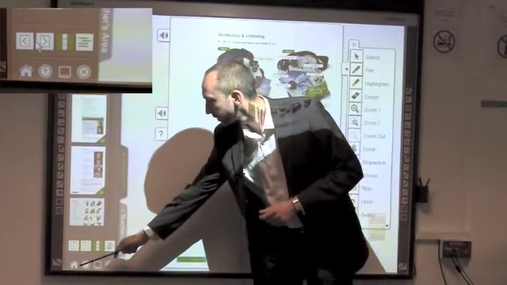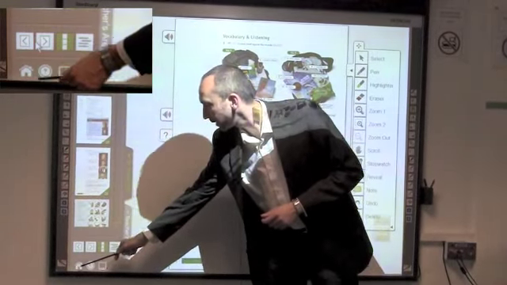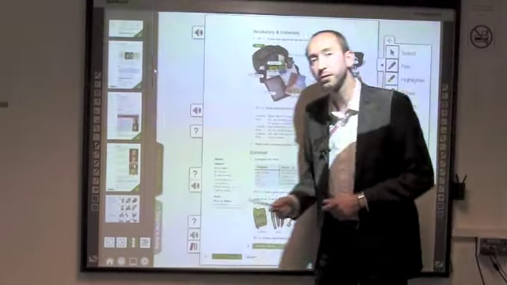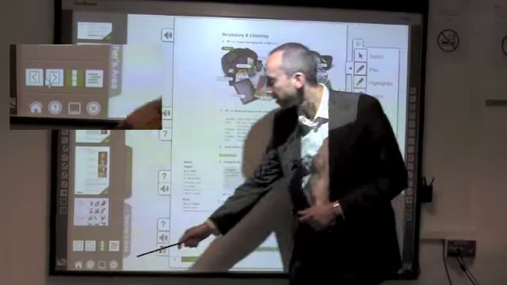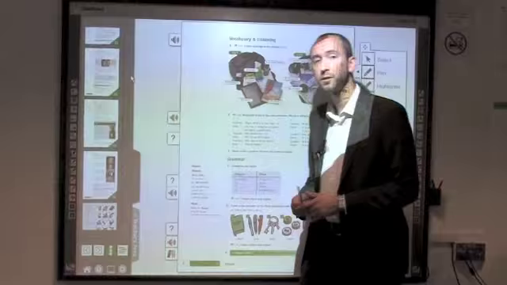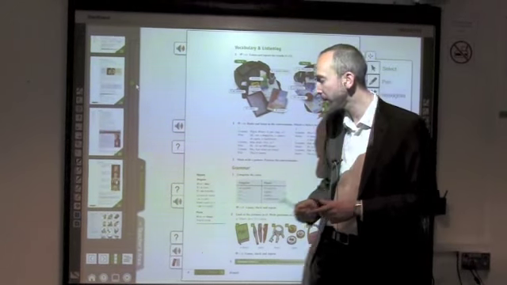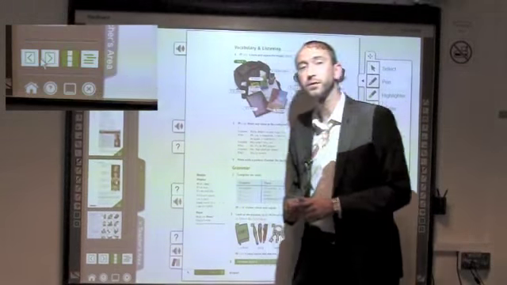Down at the bottom, this button here takes us back to the main menu. Question mark takes us to the help section. This minimizes the software, as you may wish to use the software that comes with the whiteboard or any other software program. And this X closes the software.